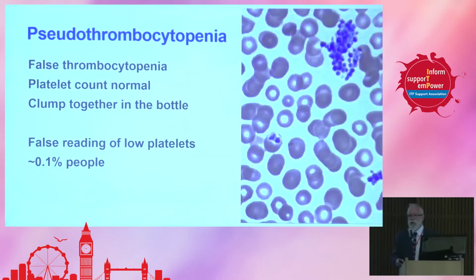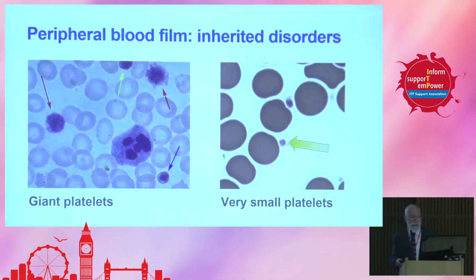Artifactual thrombocytopenia is not very common, but we do see it, where the platelets stick together in certain blood bottles. When the lady takes the blood sample, the platelets stick together and the machine can't read them, and it looks like you have a low platelet count, but actually in your blood, your platelets are normal. This is pseudothrombocytopenia, and you see them all sticking together here, which gives the false reading. That's not common, but we must rule it out.